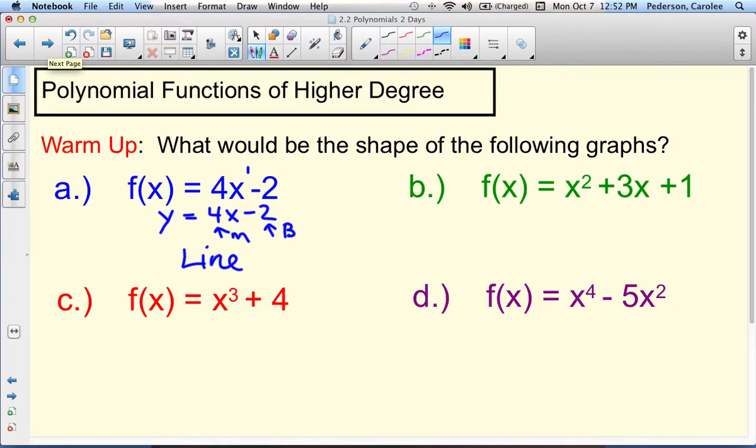The second example in green, the degree is 2. So that's telling me I'm going to have a parabola. It's a quadratic function. Looks maybe something like this. Maybe opens up, maybe opens down. In this case, it would open up because the leading coefficient is a positive number.